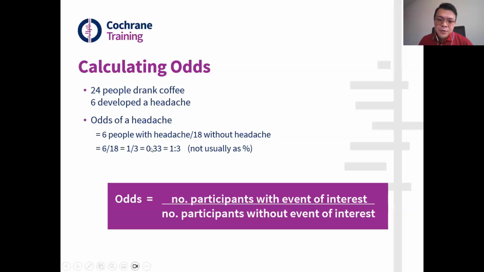And unlike risk, we usually do not express odds as percentage, but as ratio, like this. So it's 1:3. And this means that for every person who developed a headache, there were 3 who did not.